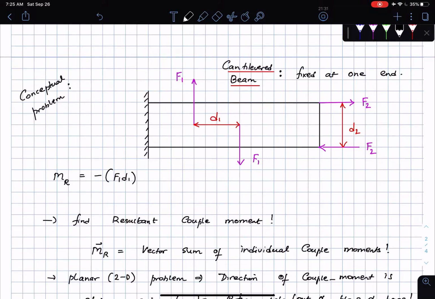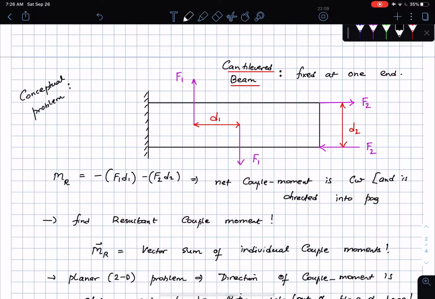which means that this is going to be a clockwise couple moment. And then I see there is another pair here, F2 and F2, which also constitute a couple. If I look at the sense of this couple moment, fingers of my right hand aligned with one of them, my palm faces the other, I curl my fingers into the page. So that's also going to be minus F2 times D2. Which means that the net couple moment is clockwise and is directed into the page. It is directed clockwise, which means that it is directed into the page.